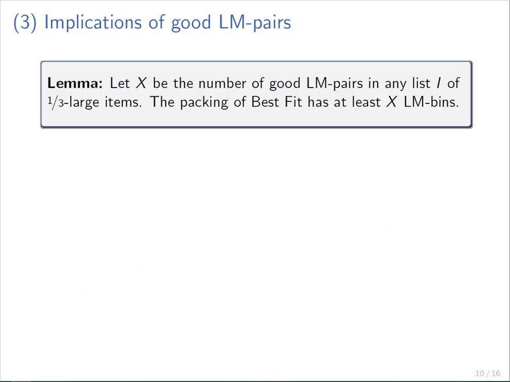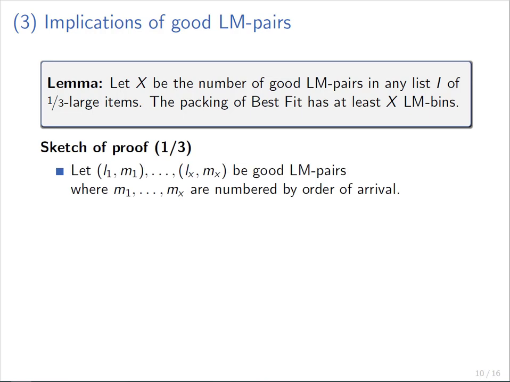Okay, finally we come to the implications of good LM pairs, and here the main lemma is as follows. The number of good LM pairs in the permutation is of course a random variable which we call x here, and the claim is that if we have x good LM pairs, then the packing of best fit has at least x LM bins. And intuitively this is good because many LM bins mean that many L items get matched to an M item, which implies that there's only a small number of bins which contain only a single item. Okay, so I will sketch the proof in the following.